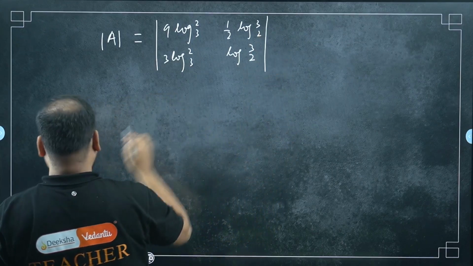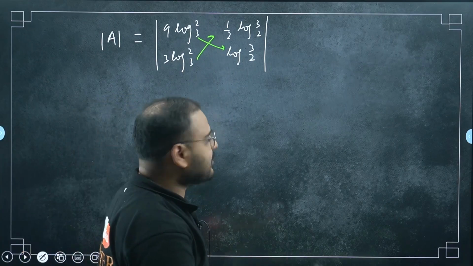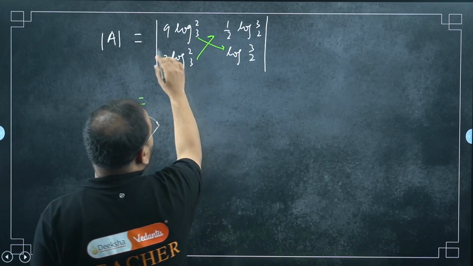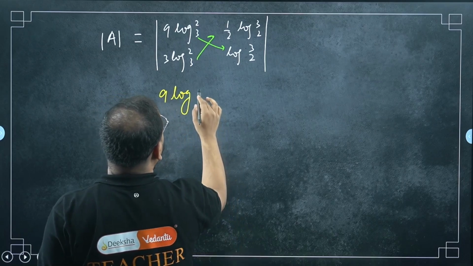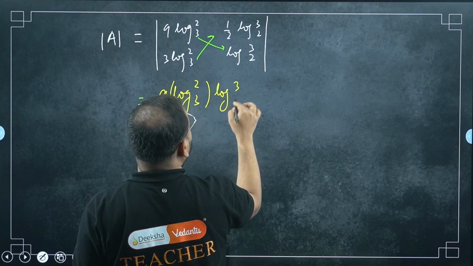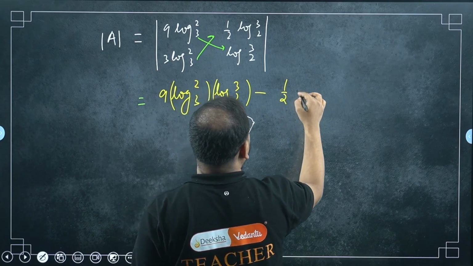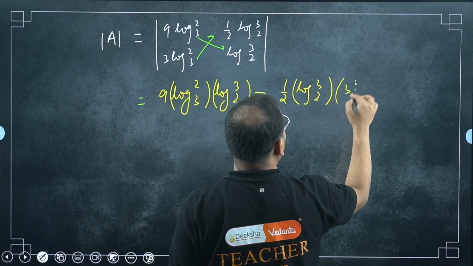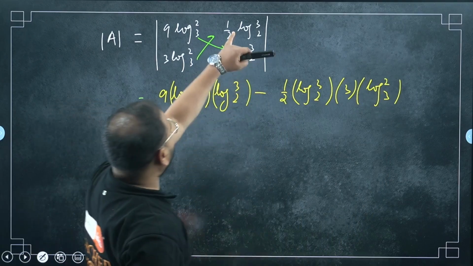What did I say? Take the multiplication like this for the 2 cross 2 matrix. How do we do it, sir? Multiply this. I'll get 9 log 2, 3 times log 3, 2 minus 1 by 2 log 3, 2 multiplied with 3 log 2, 3. Check, same order I've taken, 3 2 and 2 3.